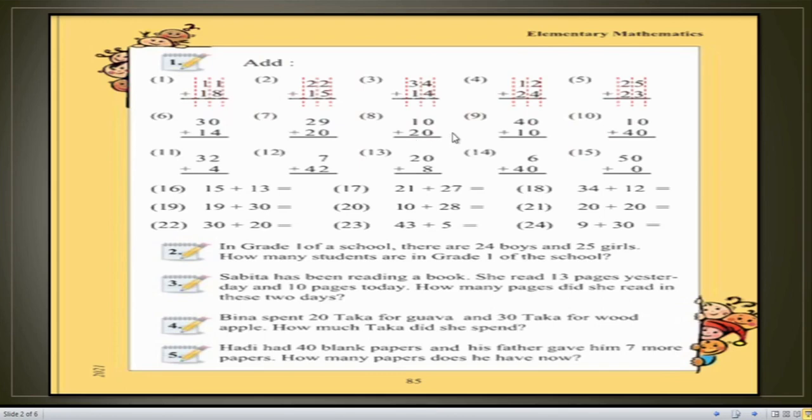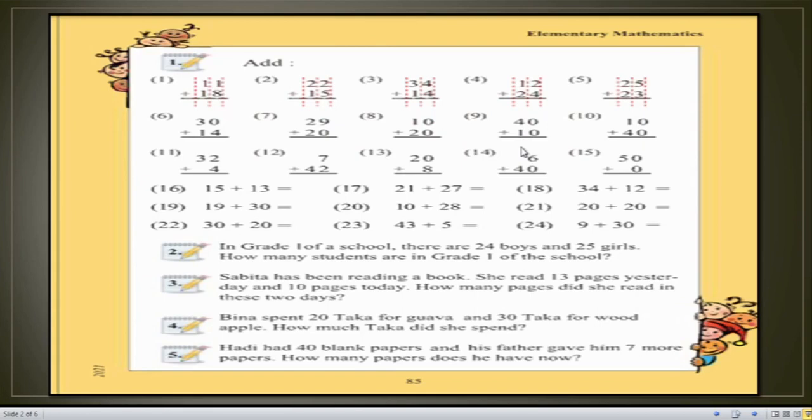If we see question number 9, you can see that 40 plus 10. On right hand side you can see that 0 plus 0, and earlier I described to you that 0 plus 0 is equal to 0, and on our left hand side 4 plus 1 is equal to 5. So the answer of question number 9 will be 50.